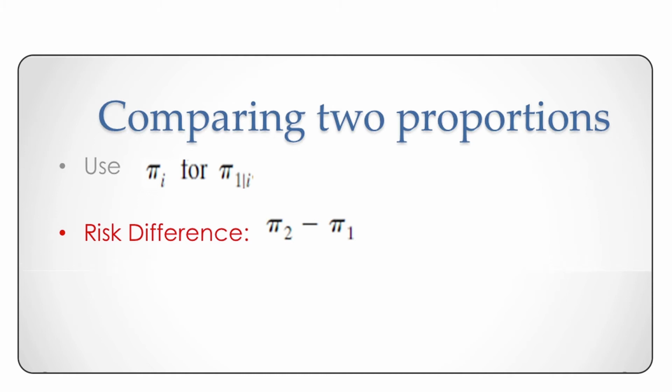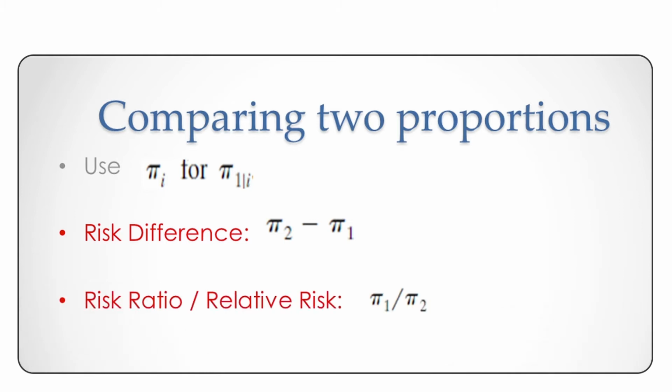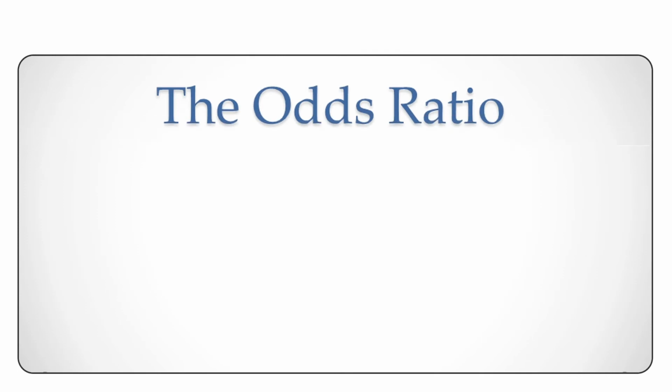There are several measures. Two measures which you might have seen before are the risk difference, pi 2 minus pi 1, and the risk ratio or relative risk, given by pi 1 by pi 2. But for this module, we shall concentrate on another rival measure, which is called the odds ratio. The odds of an event is denoted by omega equal to pi over 1 minus pi.